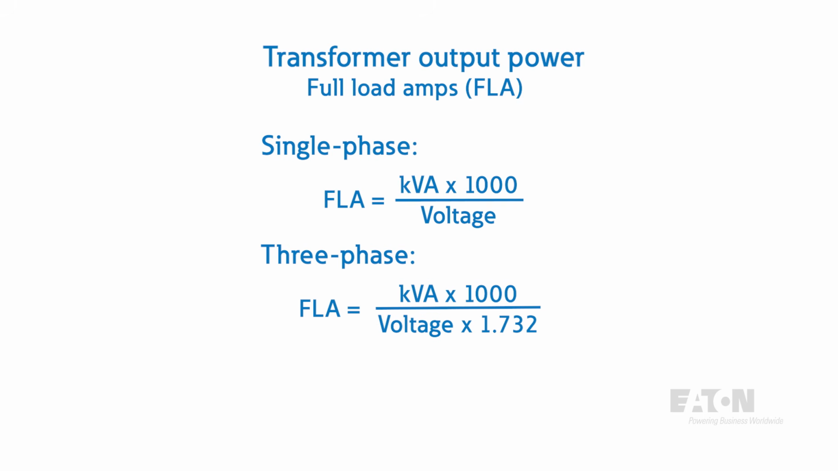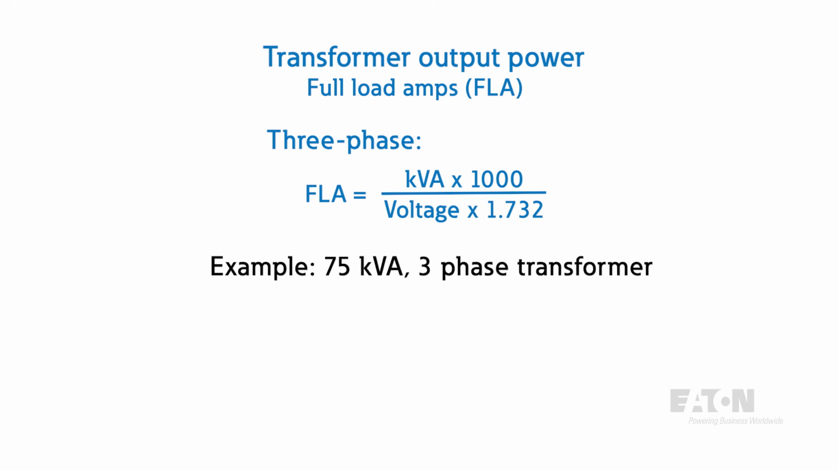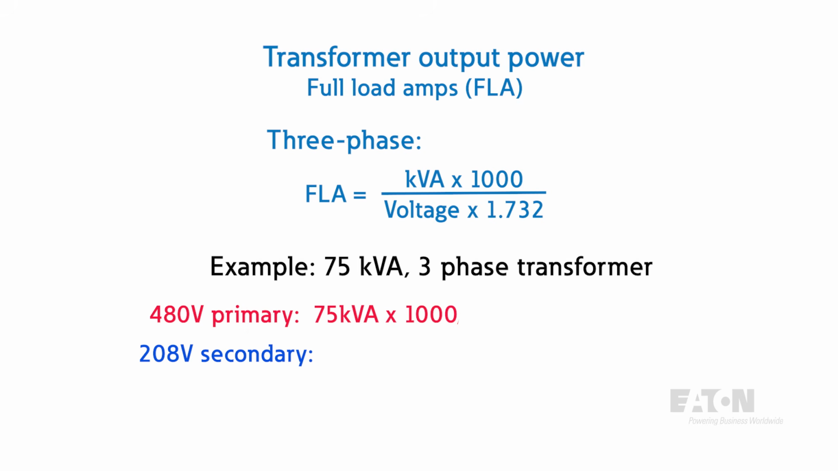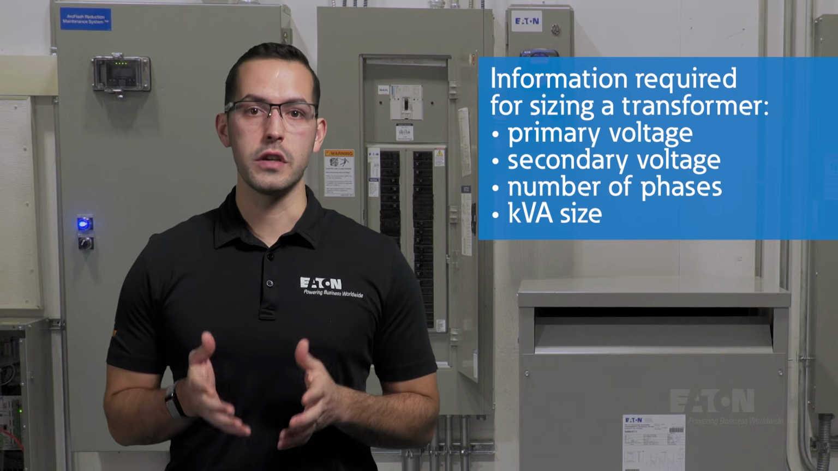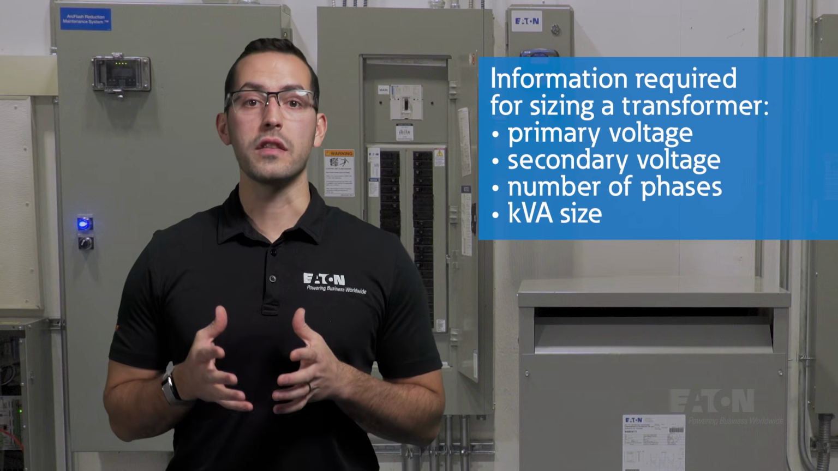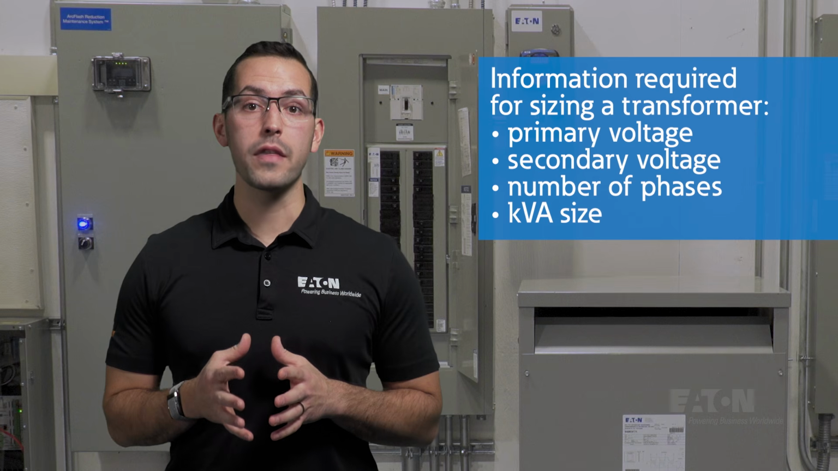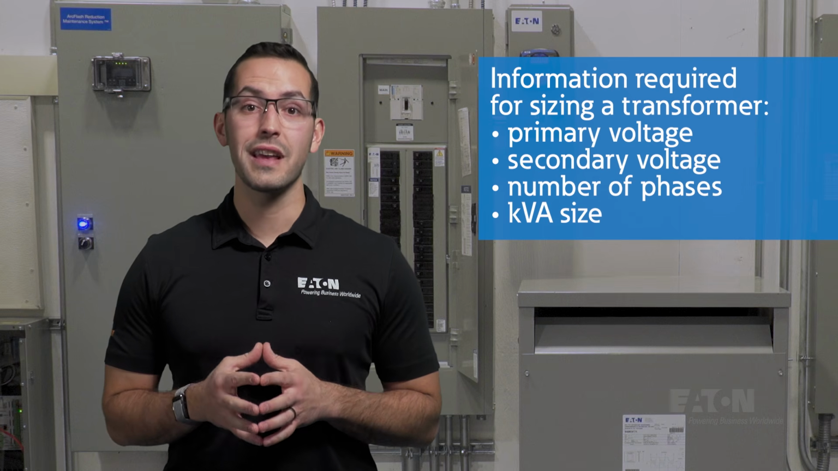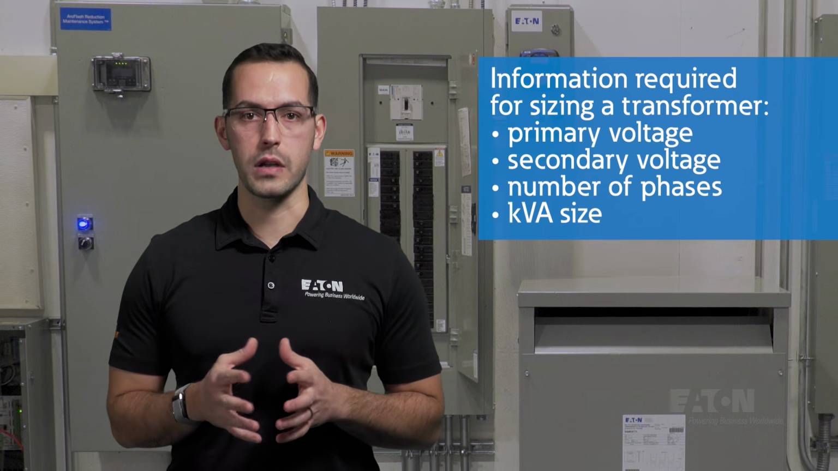Based on the kVA and knowing the voltage, you can calculate the rated current for the transformer primary or secondary. For example, a 75 kVA three-phase transformer with a 480 volt primary and a 208 volt secondary would have a rated primary current of 90 amps and a secondary current of 208 amps. Primary voltage, secondary voltage, number of phases, and kVA size are the starting pieces of information that are required to properly select a transformer. Now that we are more familiar with these terms and their meanings, let's look at the individual components that make up a low voltage distribution dry-type transformer.